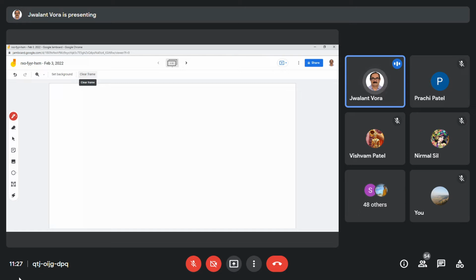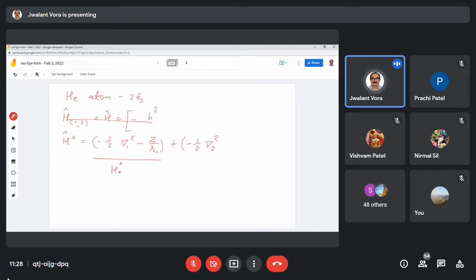Before we switch over to that part, let us see the general aspect. For the helium atom, where 2 electrons are there, the Hamiltonian for electron 1 and electron 2 is H, or let us directly write it down, H0 ground state term, that is equal to minus 1/2 del 1 square minus Z upon R1 for electron 1, plus H0 for electron 2, minus 1/2 del 2 square minus Z upon R2.